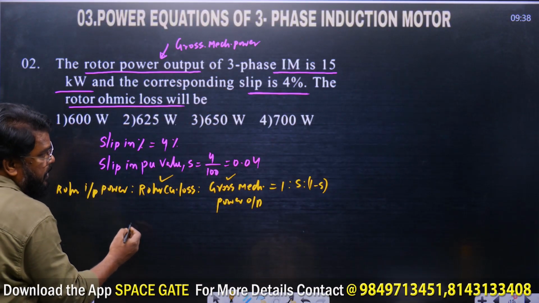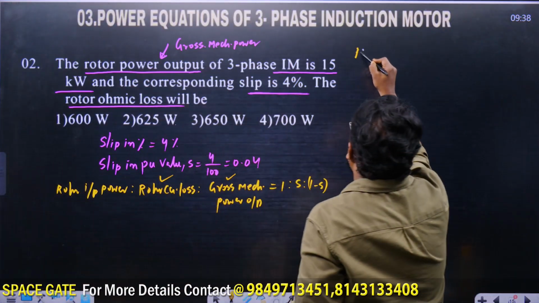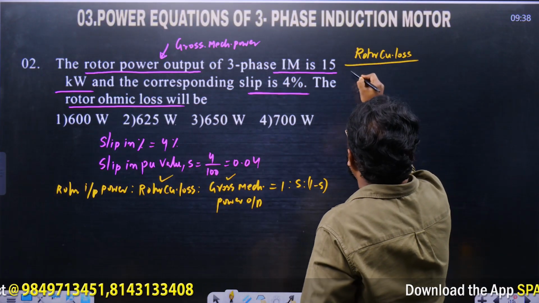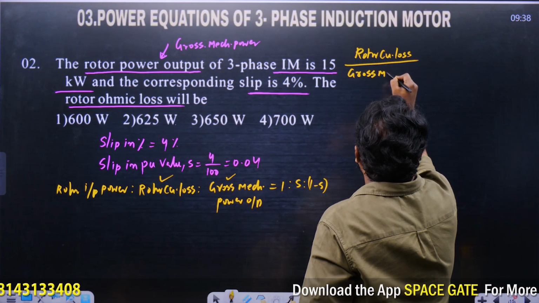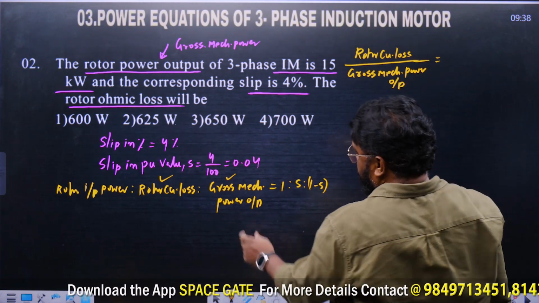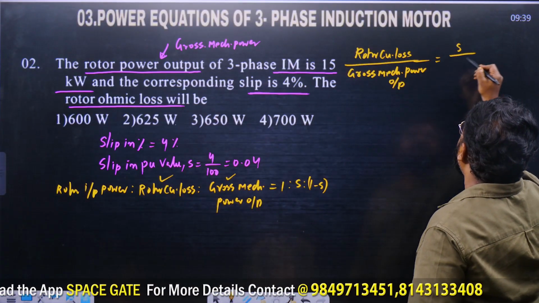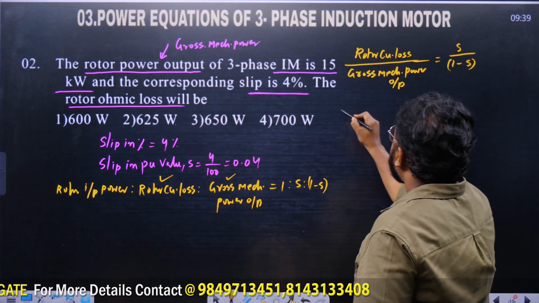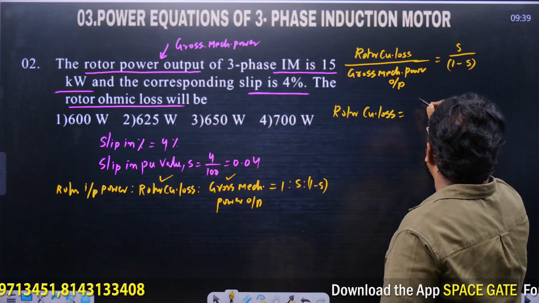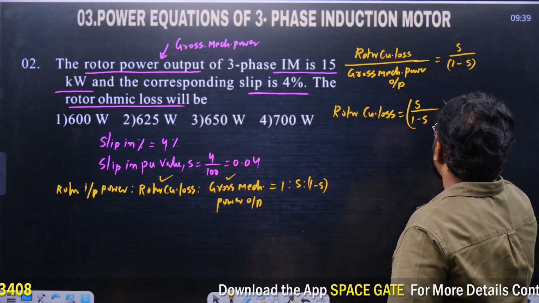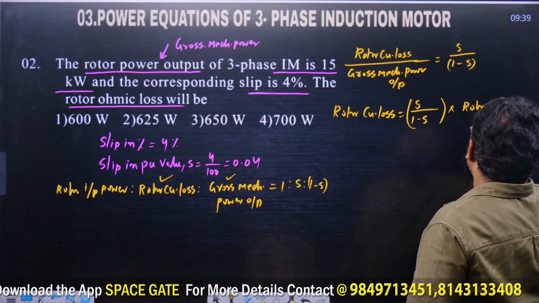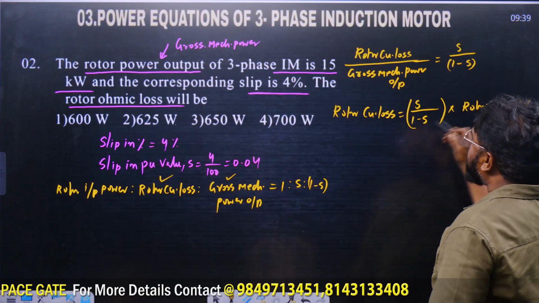So therefore, from here we can write: rotor copper losses divided by gross mechanical power output of the motor is equal to S by 1 minus S. So from here we can get rotor copper losses equal to S by 1 minus S into rotor output power. Gross mechanical power output is nothing but the rotor output power of the 3-phase induction motor.